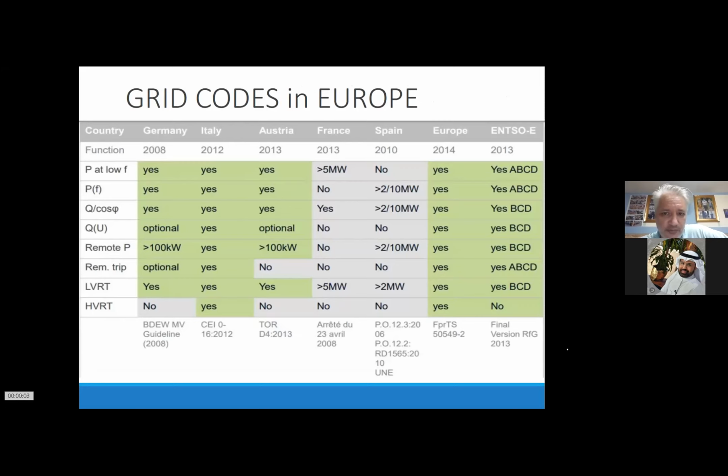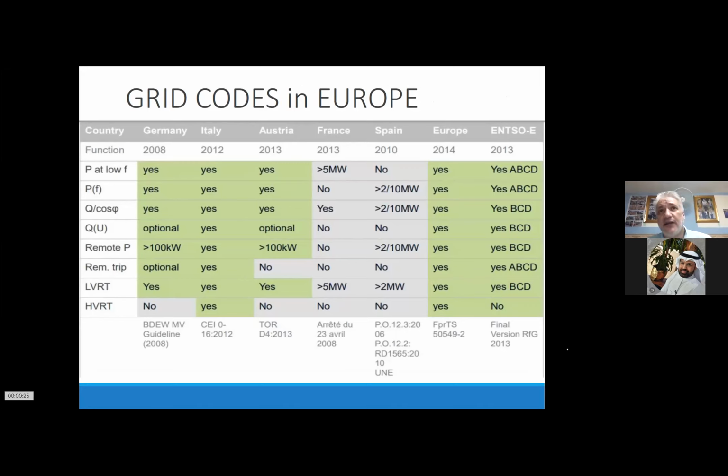Grid codes in Europe are very different in the settings. Like I said, some people use the German grid settings in the beginning, and then they changed according to their local country law, because of course they know their grid much better than the other people.